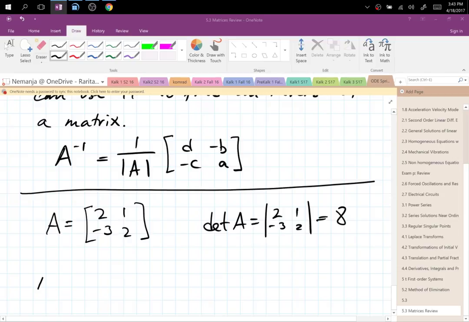Great. So the inverse matrix is going to be 1 over 8. 2 times 2 is 4, minus, oh, it's 7, right? Not 8, 7.